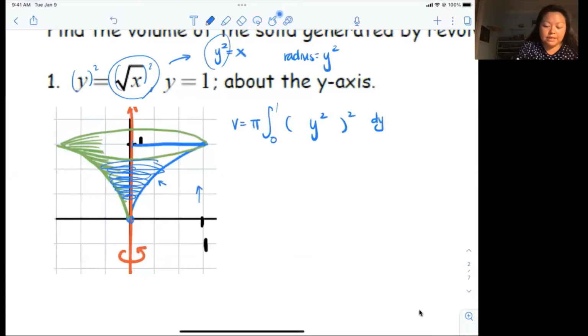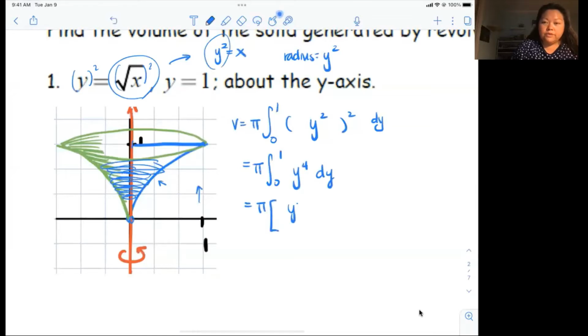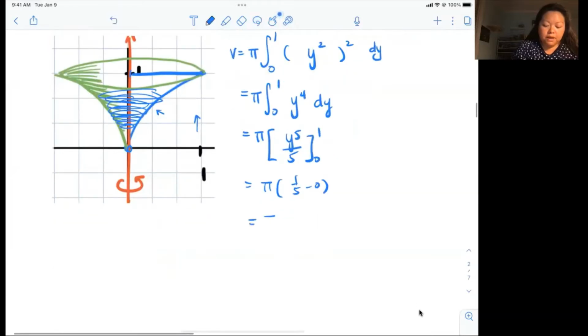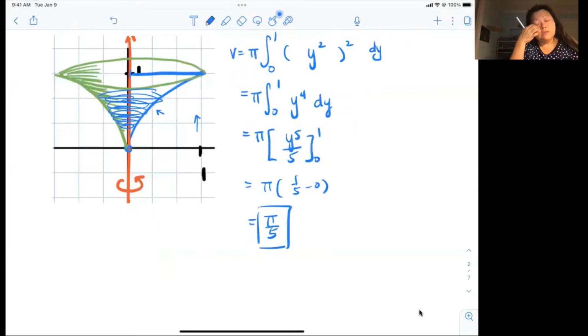Okay, now my setup is ready. I can go ahead and use my knowledge of derivatives and integrals to figure this out. I'm going to clean this up. I get y to the 4th dy. So then if I take the antiderivative, y to the 5 over 5, from 0 to 1, I get a simple answer of 1/5. So my answer is pi over 5. And that's it. That's the volume of this awesome funnel-like thing.